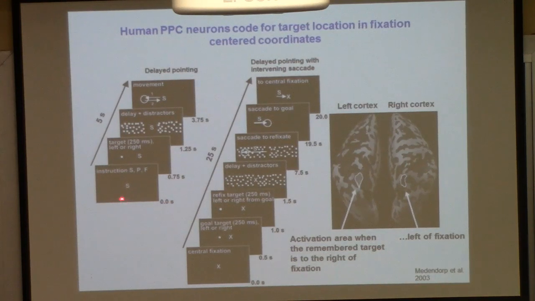So let's look at the experiment. The experiment is a person is lying in the scanner. They look at the screen. It says S. S means saccade. You're going to make a saccade in this trial.